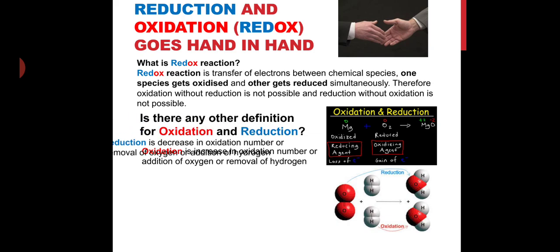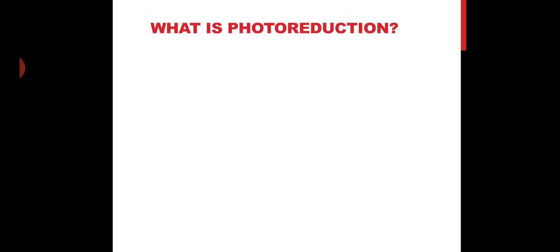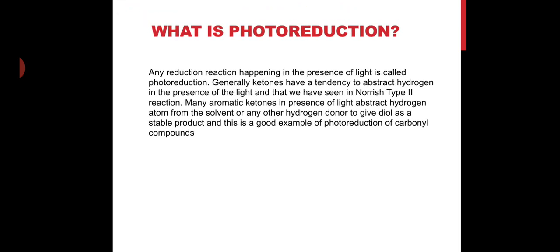Now, what is photoreduction? Photo means light. Reduction is a chemical process in which there is either addition of hydrogen or electrons, removal of oxygen or decrease in oxidation number. Therefore, any reduction reaction happening in the presence of light is called photoreduction.